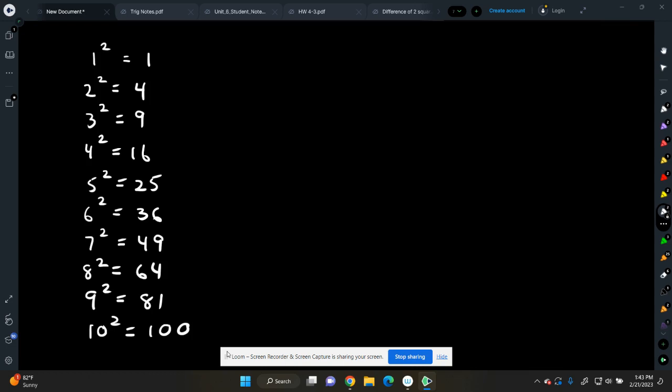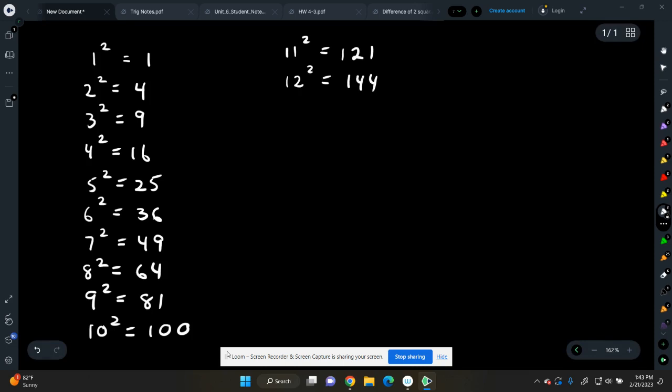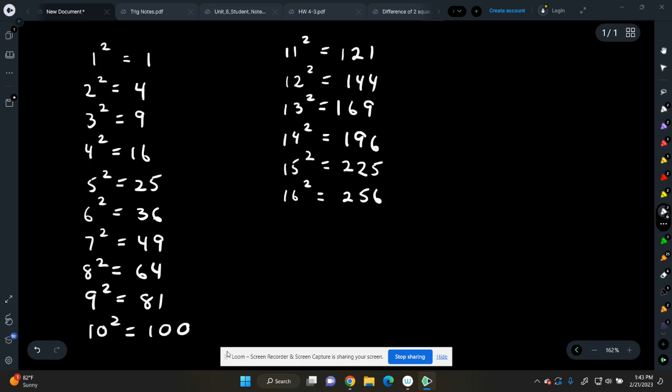We're going to continue on. 11 squared. 121. 12 squared. 144. 13 squared. 169. 14 squared. 196. 15 squared. 225. 16 squared. 256. Now we get into the really hard ones.